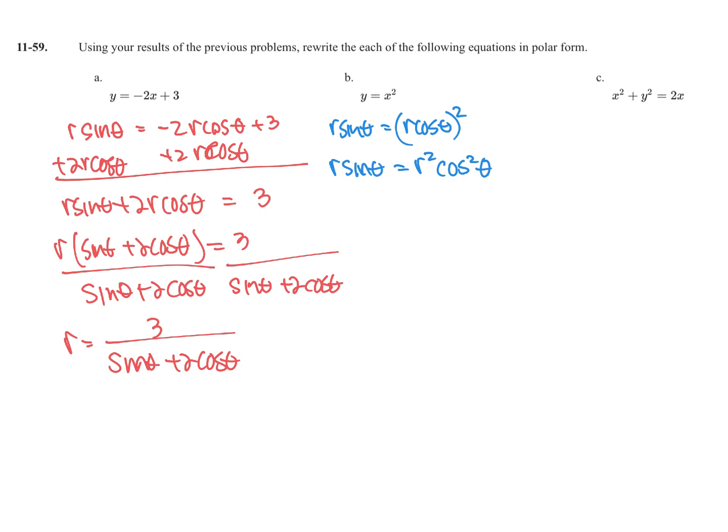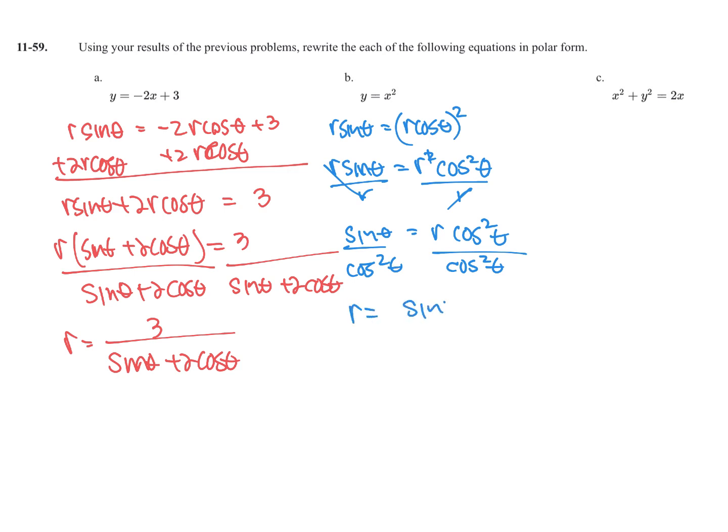So the first thing I'm going to do is divide off r. So sine theta equals, this one goes with that, r cosine squared theta. And then I need to go ahead and solve for r. So divide off the cosine squared theta. So r will equal sine theta over cosine squared theta.